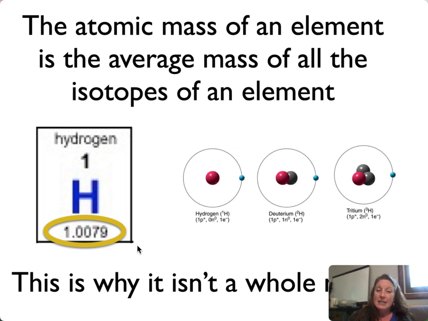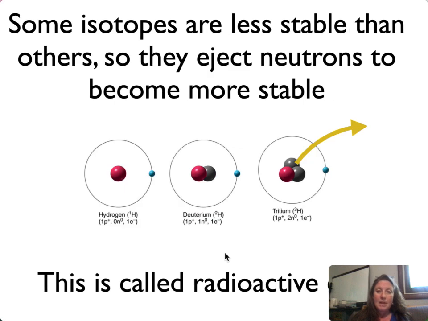So, like I was saying, the atomic mass of an element is the average mass of all the isotopes. So here's hydrogen on the periodic table, 1.0079. And so that tells us that most of the hydrogen atoms take this form. Now, some isotopes are less stable than others. For hydrogen, this is the most stable isotope, which is why most of the hydrogen atoms take this form. Deuterium and tritium are less stable.